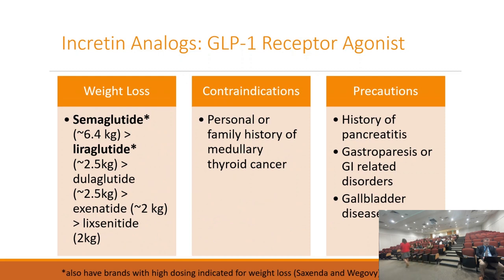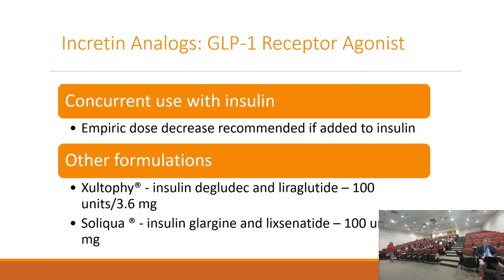Other things, if you see in the case that they have pancreatitis or gastroparesis, or even gallbladder disease, these are precautions as these could worsen these conditions. The gallbladder disease is particularly interesting, and actually just rapid weight loss can cause gallbladder issues as well. So not a contraindication, but it is a warning. All right, just a couple more slides on this one.